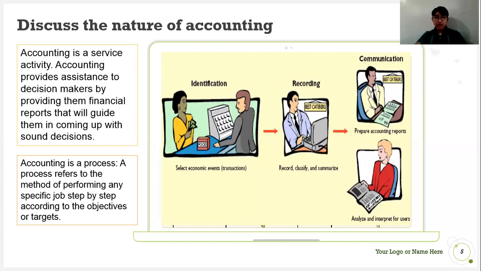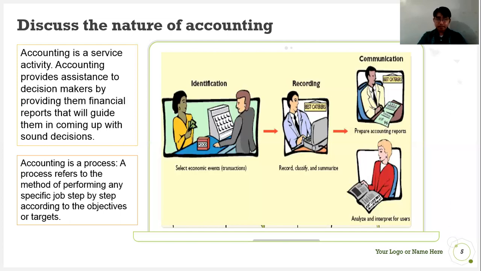So, tandaan po yan. Accounting is a service activity. Accounting provides assistance to decision makers by providing them financial reports that will guide them in coming up with sound decisions. So, ito yung dahilan kung bakit importante ang accountants sa isang organization, because they are the one who will advise the boss or the CEO of the company kung ano ba yung gagawin na next step sa kanilang kumpanya, because they provide financial reports. Okay? So alam nila kung ano yung gagawin nilang decision once nakita nila yung financial report na ibinigay ng accountant.